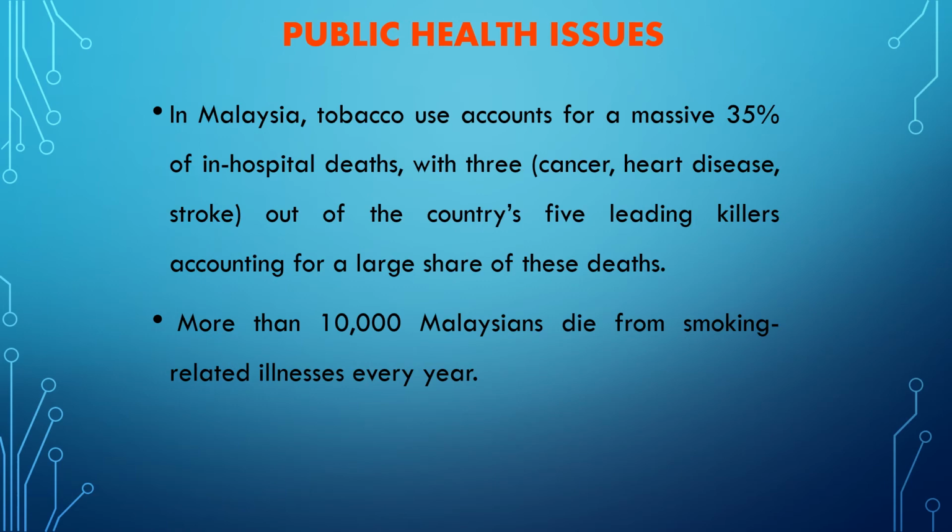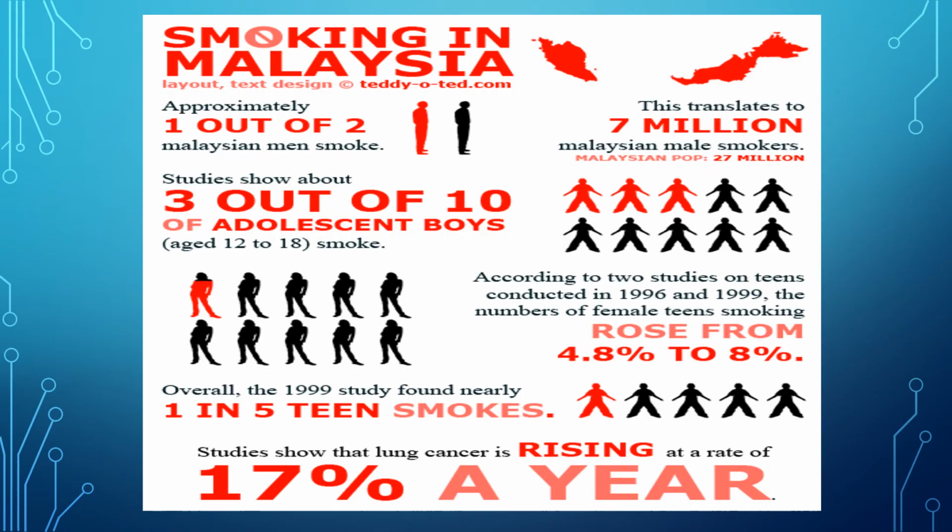In Malaysia, tobacco use accounts for a massive 35% of in-hospital deaths, with 3 out of the country's 5 leading killers accounting for a large share of these deaths. What are the 3 leading causes of death? That is cancer in other parts, heart disease, and stroke. In Malaysia, more than 10,000 Malaysians die from smoking-related illnesses every year. Smoking in Malaysia.